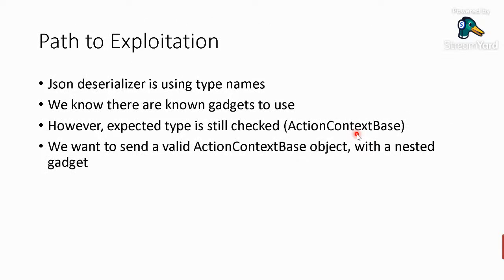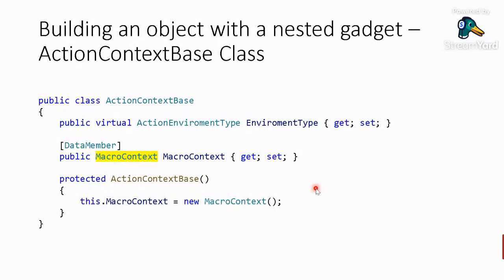So what's the plan here? Basically, maybe you noticed this in the original meme, it's trying to embed something malicious inside something valid, right? So ActionContextBase is the valid object it's looking for. Inside, we're going to have our nested gadget. But how are we going to do that? We need to find a place where we can inject that object. So, okay, let's look at ActionContextBase, see where we can shove our gadget in here.